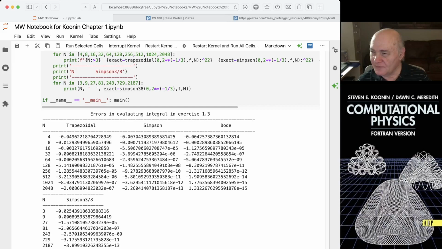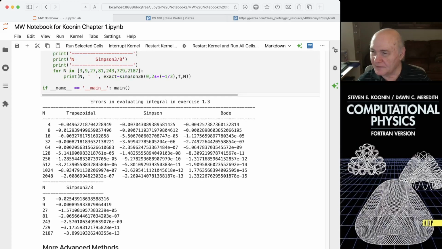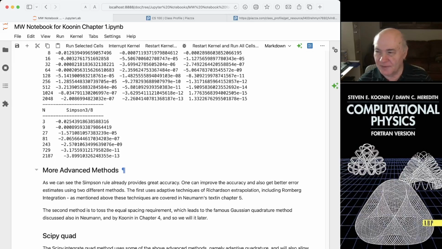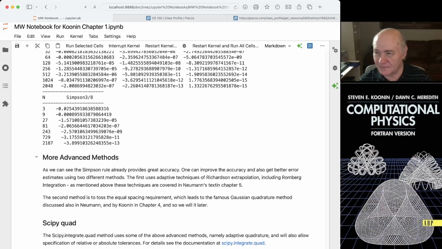Now, if you look at Simpson, we're down to 10 to the minus 7th at 64 intervals. Bode, at 32 intervals, we get 10 to the minus 7. And similarly for Simpson 3/8. So that's working well. It just depends on how accurate you want your results. But there are even more advanced methods, which I'm not going to cover here. They're covered in Chapter 5 of Newman's book.